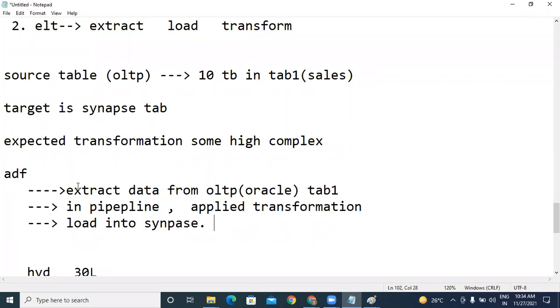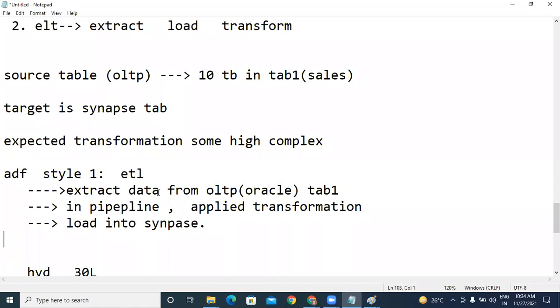So this is work number 1, style number 1. This style is what? ETL or ELT? ETL. Yes, this is style number 1.